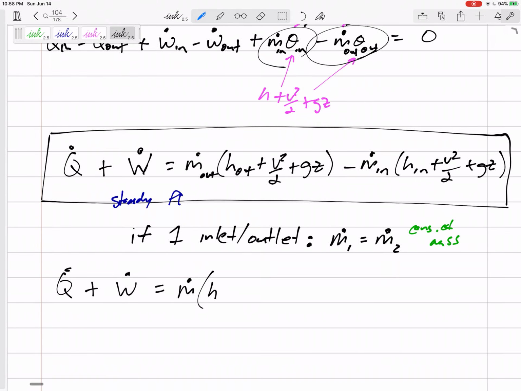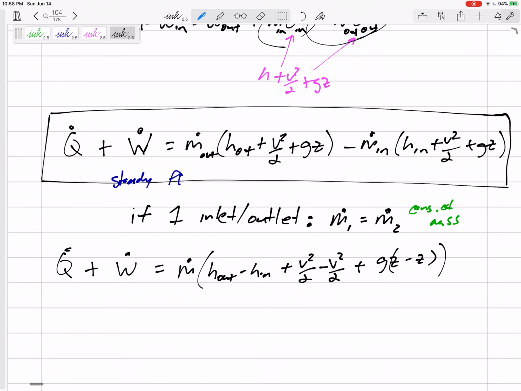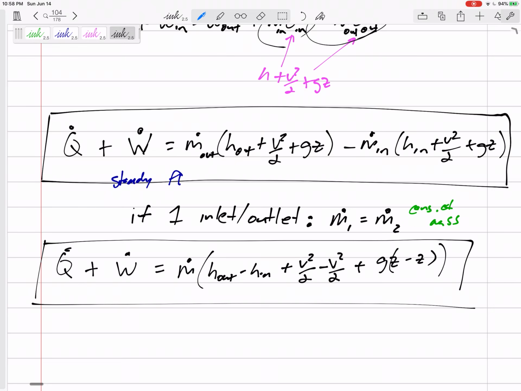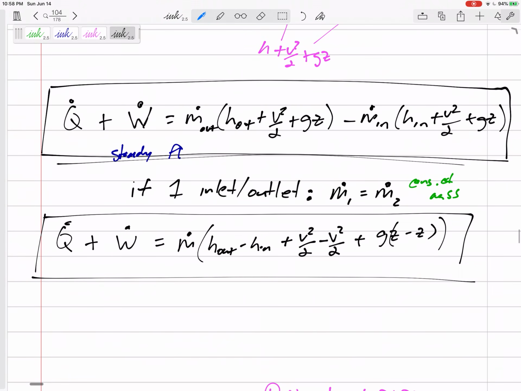And then let's do the h out minus h in, V squared over 2 out minus V squared over 2 in, gz, change in z. So we can group the potential energy together, the kinetic energy together, the enthalpy together, if we want to. So here's an equation. We could write that down, but again, it's really this first equation, that top equation.